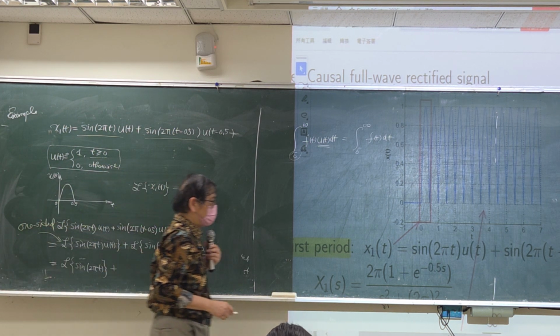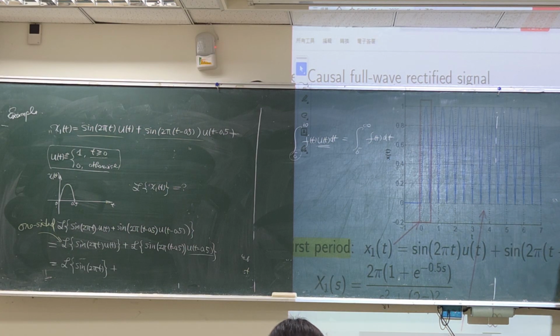Alright, let me stop here for 10 minutes and then come back after the break. Think about this. Maybe you have already learned the Laplace transform when the function involves a time delay. How do we take care of that?